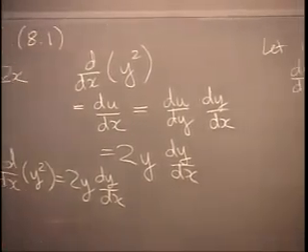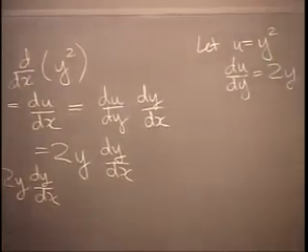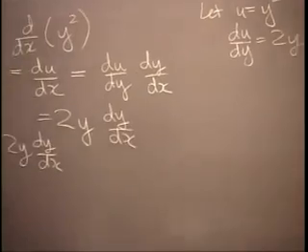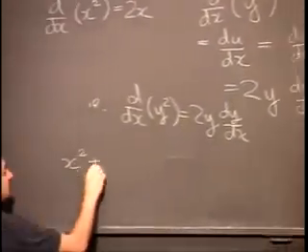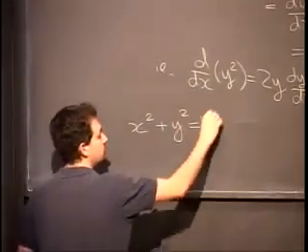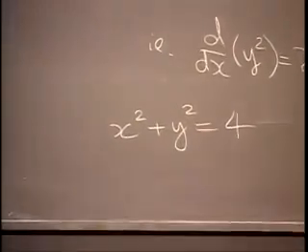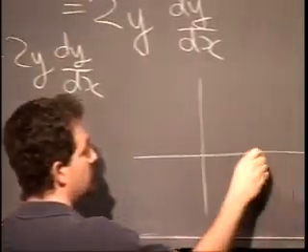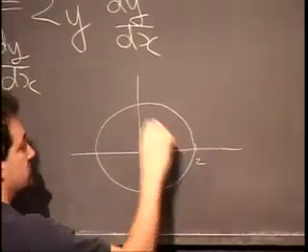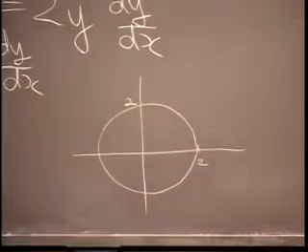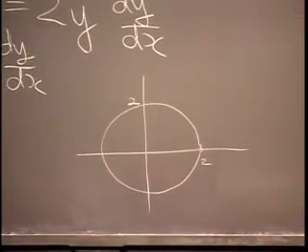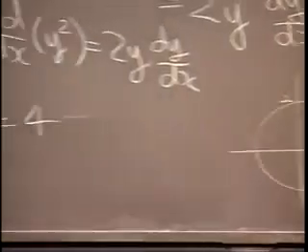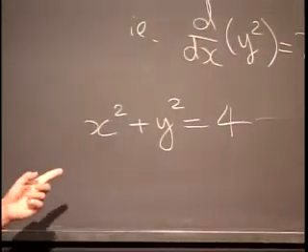So here is a sort of nice, easy example to see what's going on. If I start off with x squared plus y squared equals 4, that's the equation of a circle centered at the origin of radius 2. Square root of 4, it's 2. Okay, so this is not a function. How do you differentiate it?